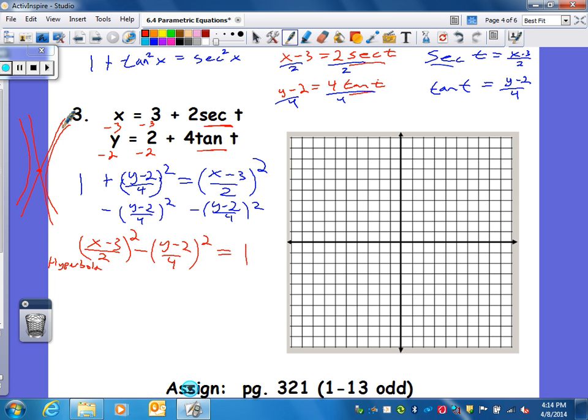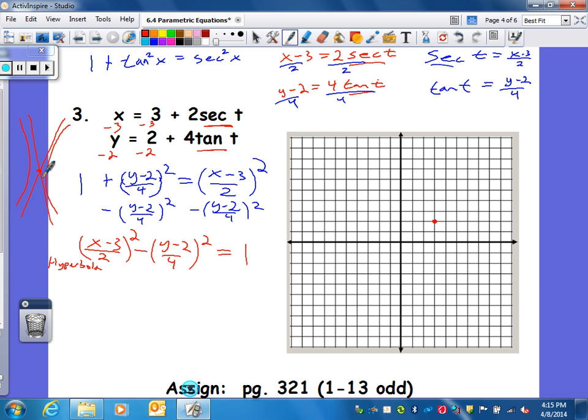First thing we want to do is look at our x and our y. Look at x minus 3, so we're shifting over 3 to the right, not to the left. Now we go up 2, not down 2, up 2. So that's going to be our center, like in our picture over here.